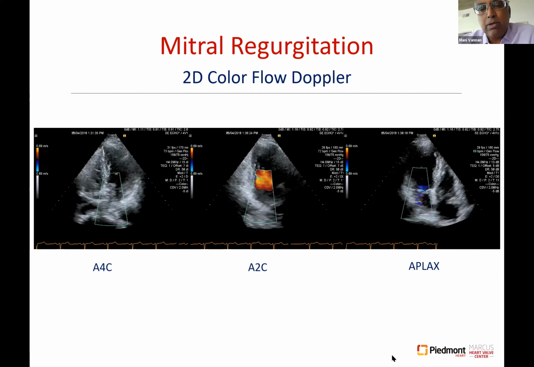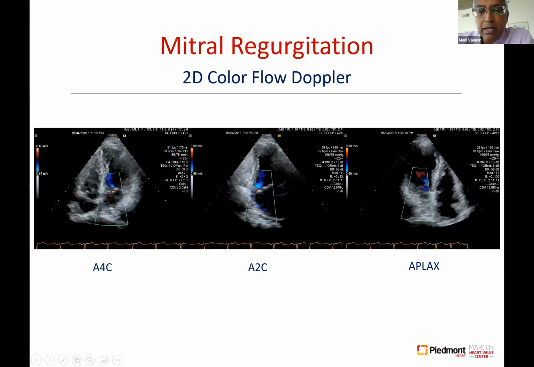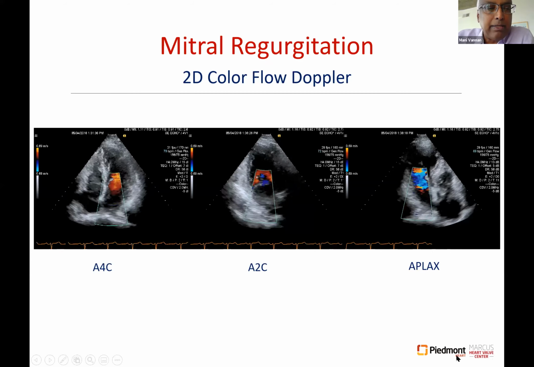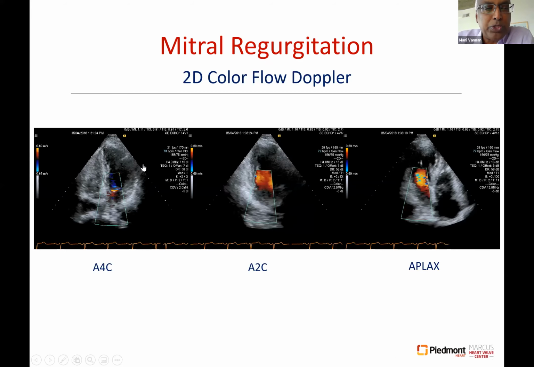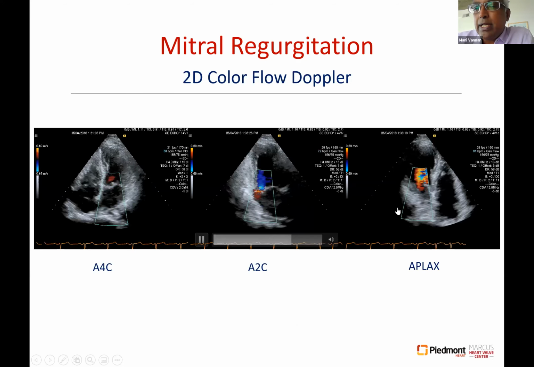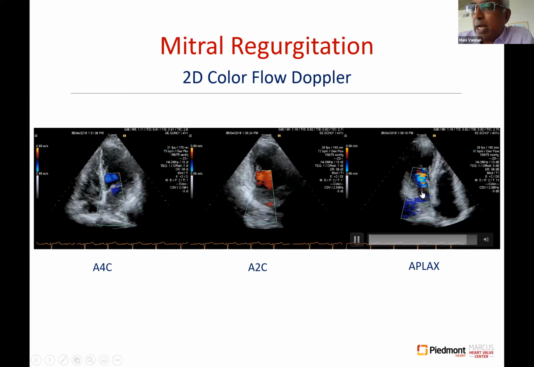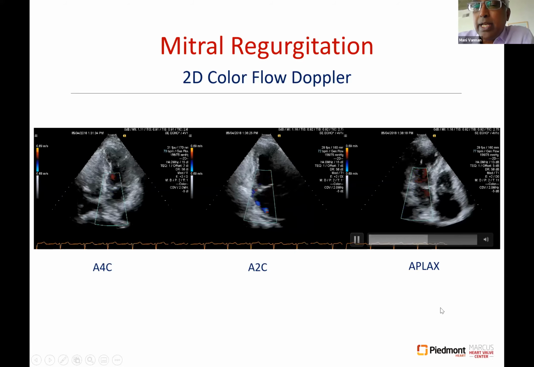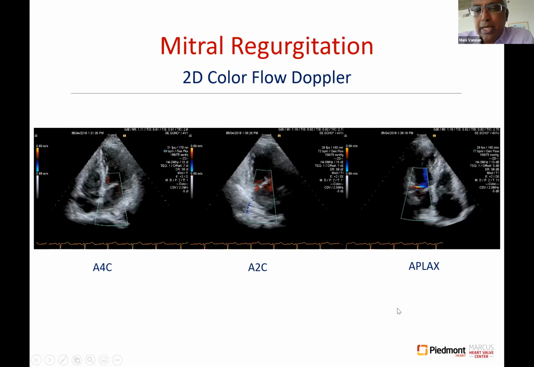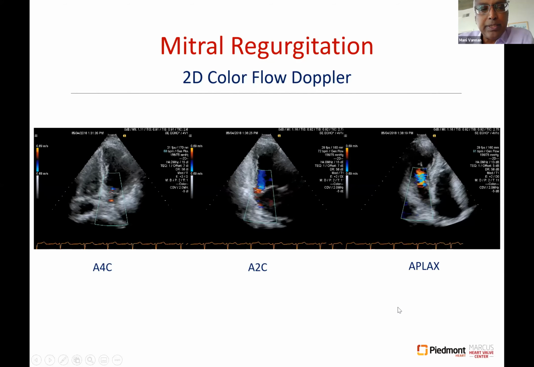These are her transthoracic selected pictures: 4-chamber, 2-chamber, and apical long axis, color Doppler. And you can clearly see there is a mitral regurgitant jet. It is barely seen on the 4-chamber view. It is a little better seen on the 2-chamber, and it is again seen in the off-axis apical long axis view, not in your classical apical long axis view. But clearly there is mitral regurgitation, and visually it's very hard to tell the degree of mitral regurgitation.